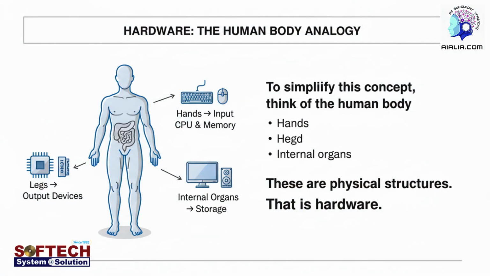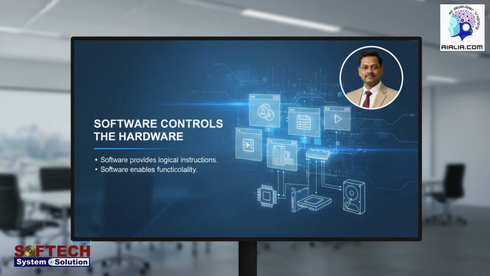To simplify this concept, think of the human body. Hands, legs, head, internal organs. These are physical structures. That is hardware. Now let us move to software. Software controls the hardware. Software provides logical instructions.